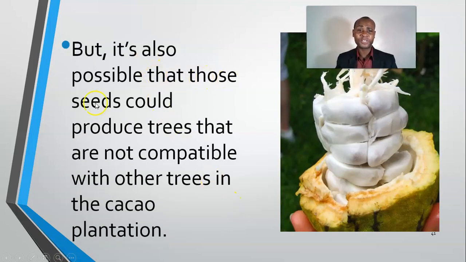But it's also possible that those seeds could produce trees that are not compatible with other trees on the plantation. So the fact that a mother tree produces a lot of good seeds doesn't mean the seeds from the same tree are also going to give you the same kind of characteristics. The only way to ensure that is to use grafting or budding techniques.